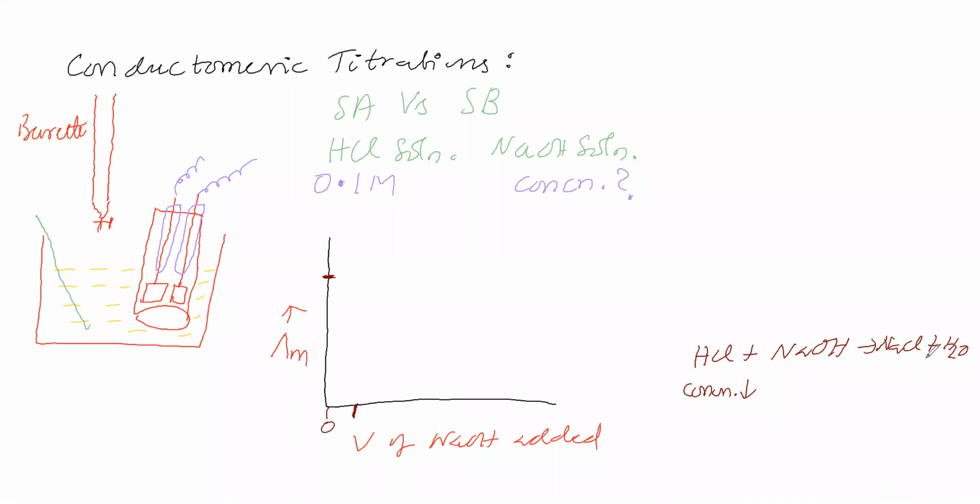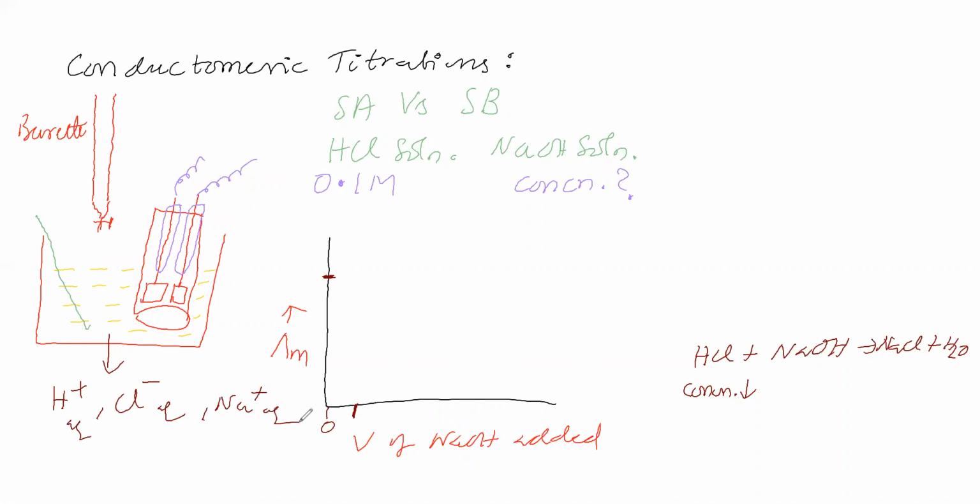Now we will see what ions are present here. H plus ions are present, Cl minus ions are present, and Na plus ions are present.